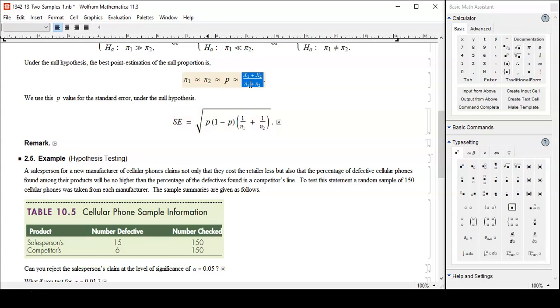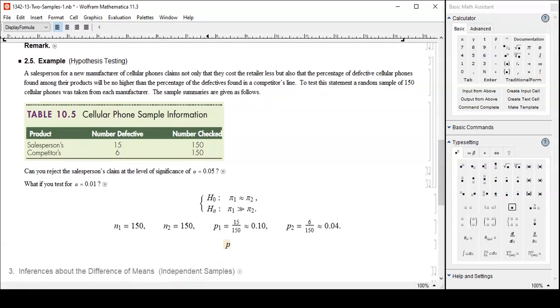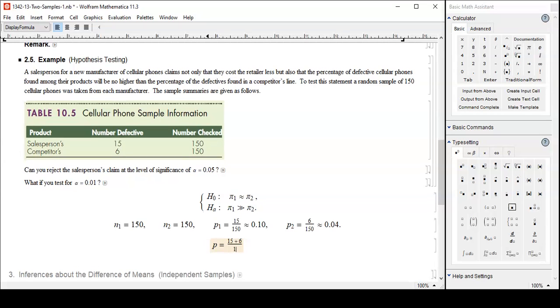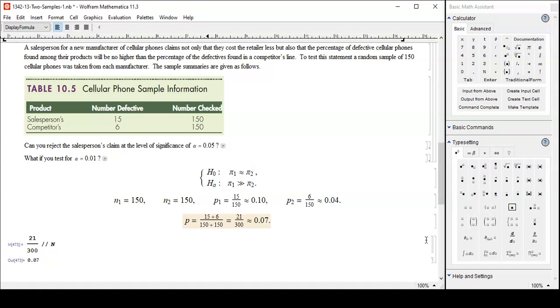As for the p-value, you have to do this: add up the numerators and add up the denominators. So here we go. p is add up the numerators and add up the denominators. And eventually what do you get? 21 over 300. And that's approximately equal to what? Let's do this computation. Okay, 0.07, 7%.